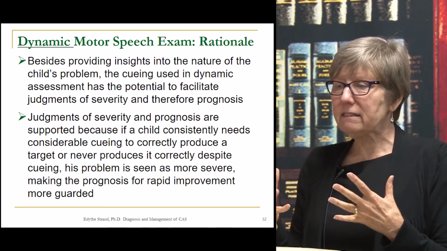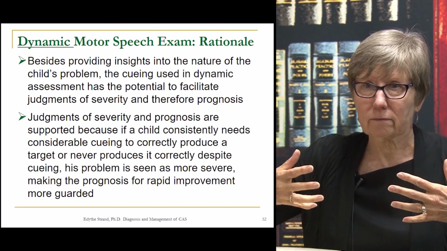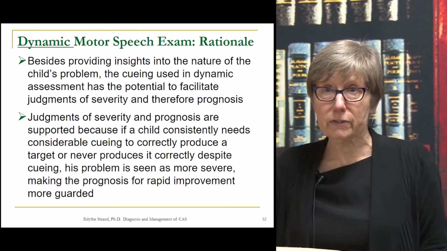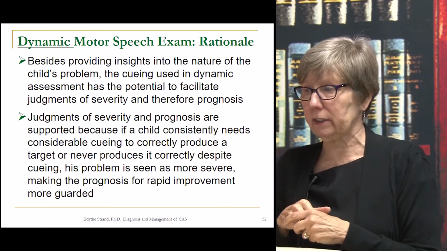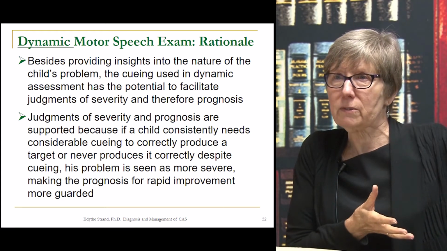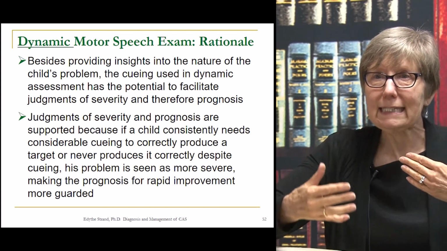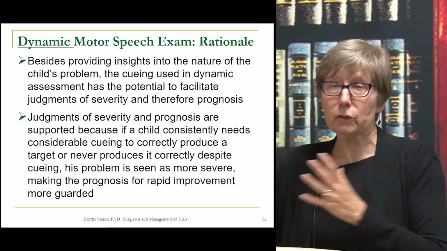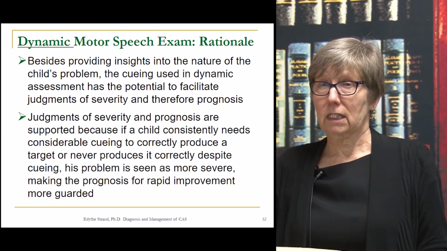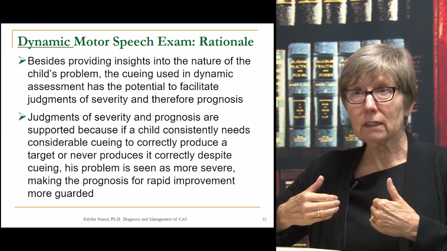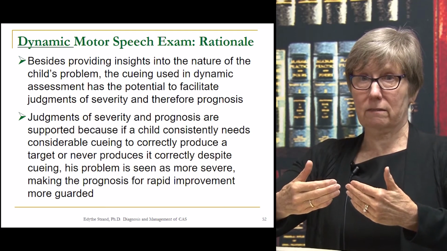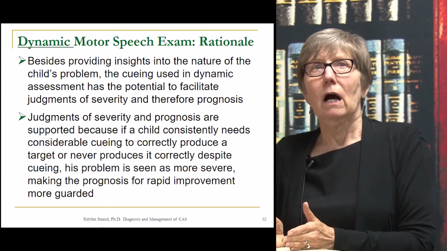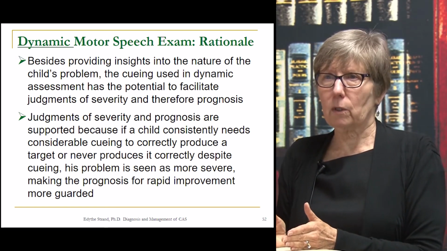If a child consistently needs a whole lot of cueing in order to make any improvement in the movement accuracy, or never produces it accurately in spite of all your cueing, it's logical to think of his problem as more severe. Certainly you know that at least the initial training is going to take longer. And the prognosis for rapid improvement is going to be more guarded. So by looking at how much cueing it takes and what type of cues it takes, you can make better decisions about severity and certainly have more realistic discussions with parents about prognosis.